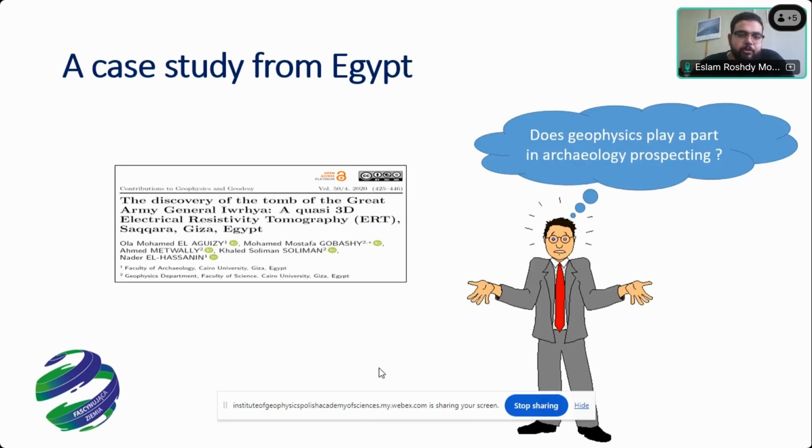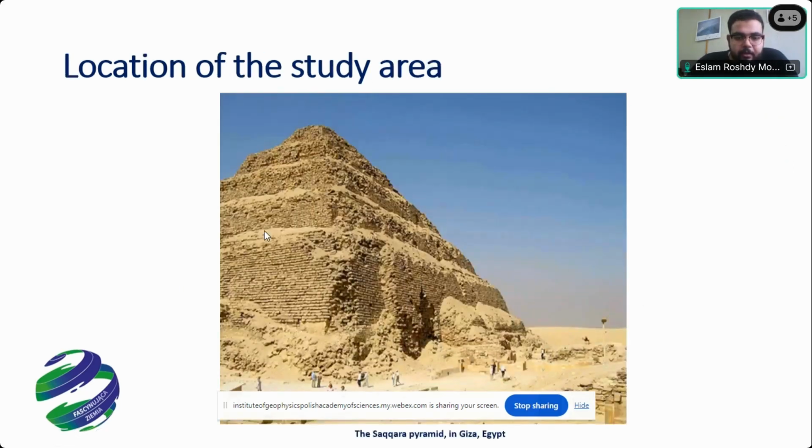and this is proved by a lot of published scientific research. I will show now a scientific paper published through cooperation of the Geophysics Department, Faculty of Science, Cairo University, and the Faculty of Archaeology, Cairo University. The topic of this research is the discovery of the tomb of the great army General Urahi using quasi-3D electrical resistivity tomography. The location of this study area is Saqqara, in Giza.